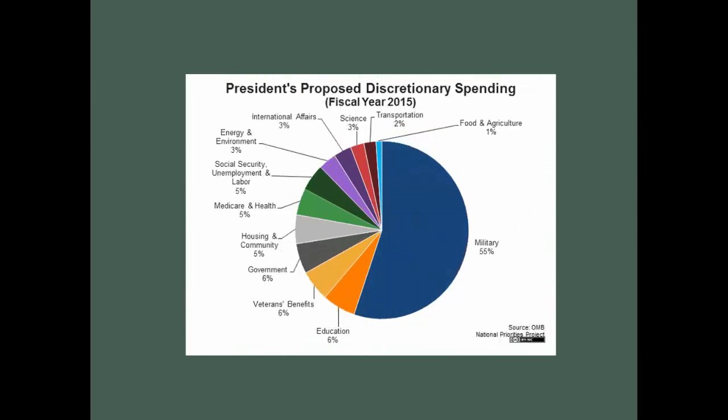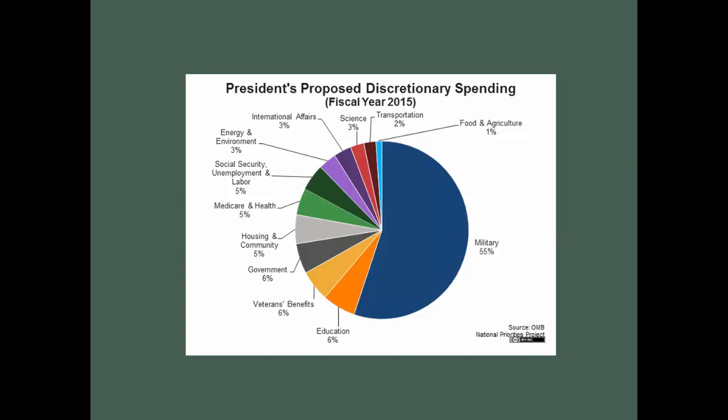This chart shows the breakdown of discretionary spending, the 29% of the budget that Congress gets to allocate each year. As you can see, military spending accounts for the bulk of the discretionary budget, since the U.S. spends far more on the military than any other country in the world.